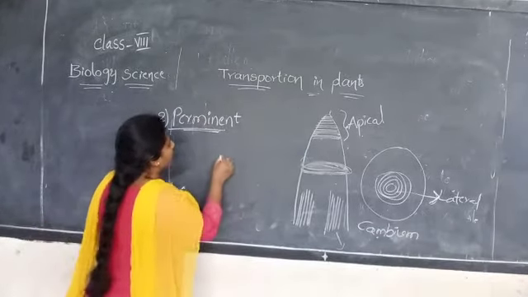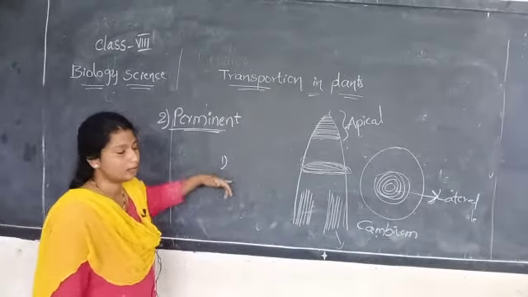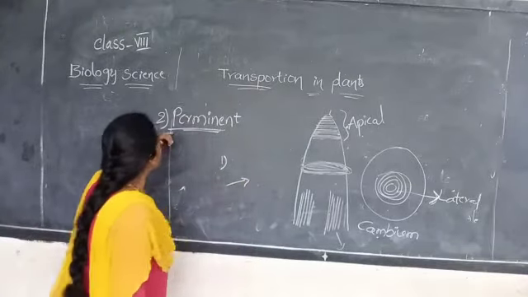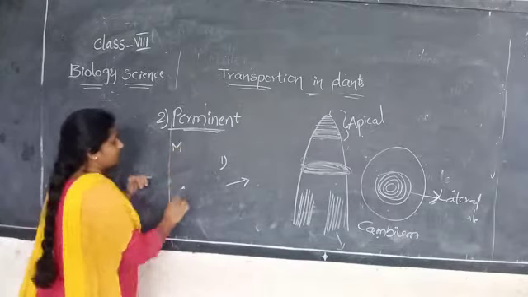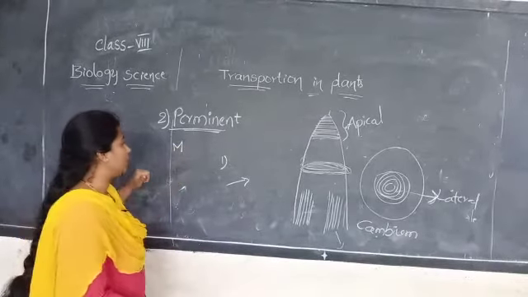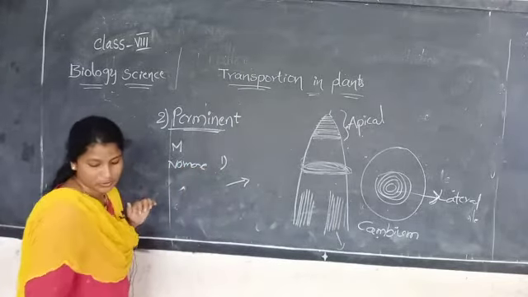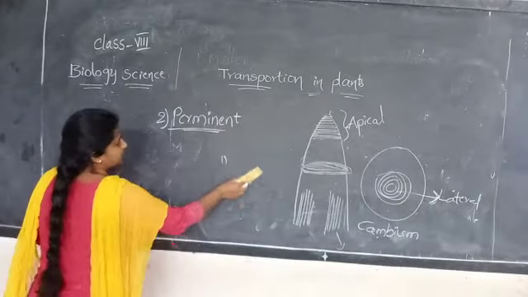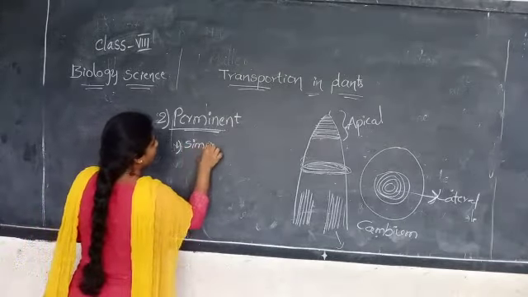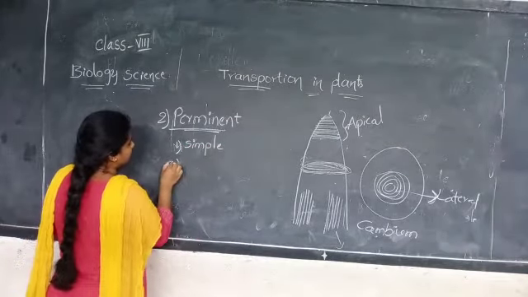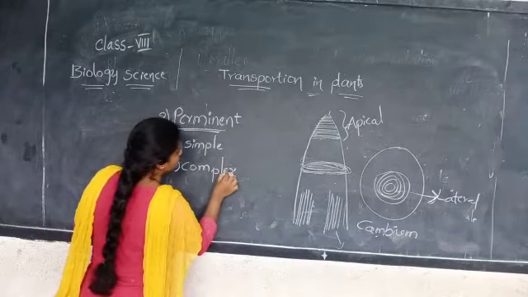Like that, in meristematic tissues, the division is more, then growth is also more. When it comes to permanent tissues, the cells reach the final stage and mature. That's why there is no division and no more growth. Again, these permanent tissues are divided into two types. Those are simple permanent tissues and the second one is complex permanent tissues.